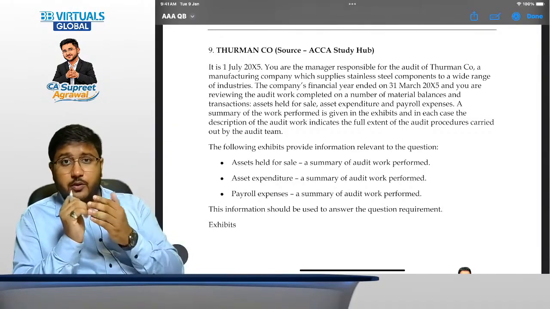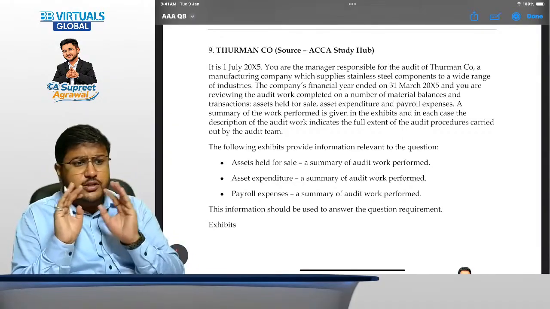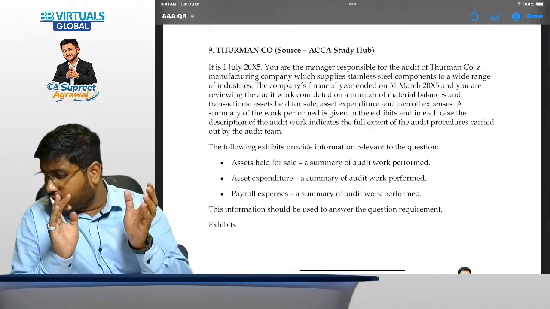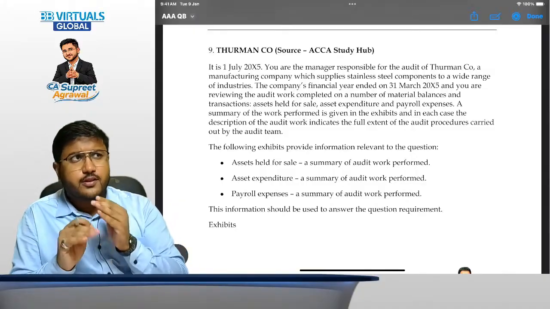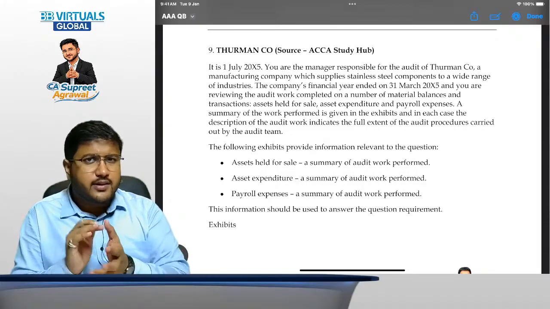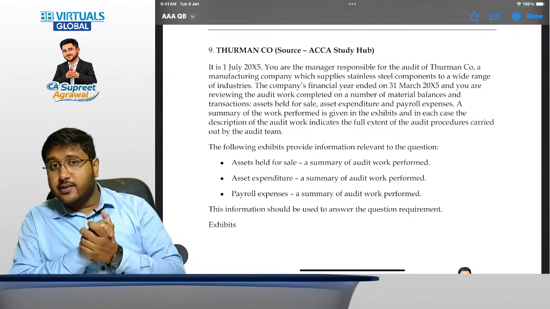Because after question number 1 and 2, all the other questions are similar to what we have solved, right? The similar audit strategy needs to be formed. The similar pattern of answer writing should be formed. But question number 9 is a little new question.